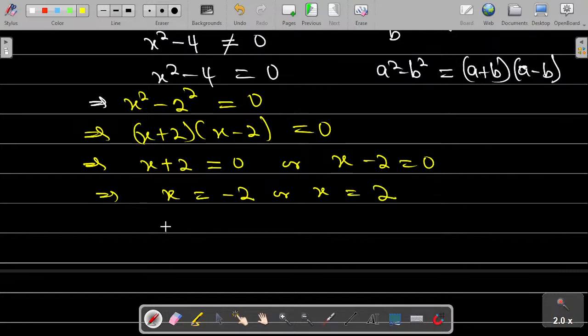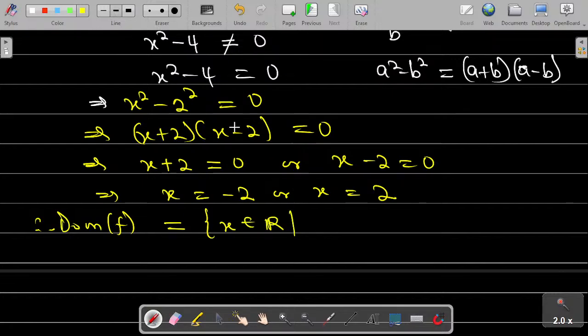Now that I have gotten the values of x that will make this 0, therefore my domain of f is going to be equal to the values of x. That means it's going to be all values of x except x equal to minus 2 and 2. That means for all x in R.